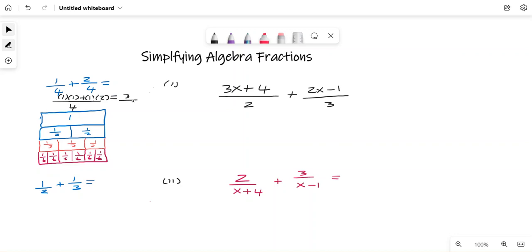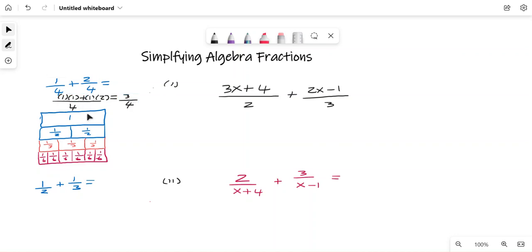I'm just highlighting this process because this is going to be the same process that we will use when we're adding together algebra fractions. Once the denominators are the same, we can add the numerators, or the numbers on the top. So if we have 1/4 on one side and 2/4 and we add these together, we're going to end up with 3/4 using this process.